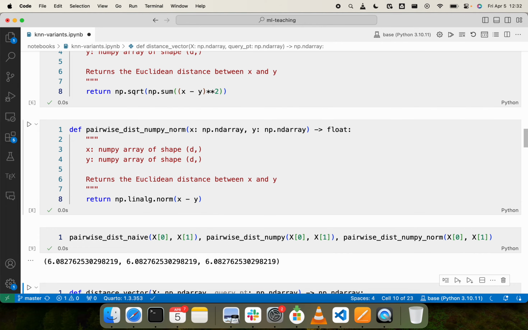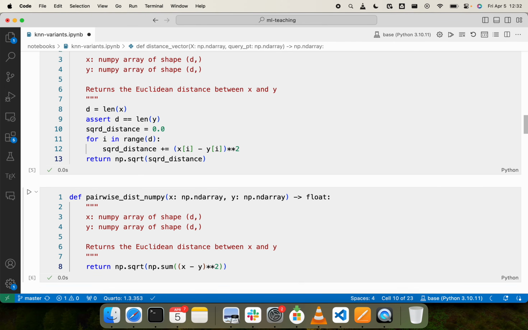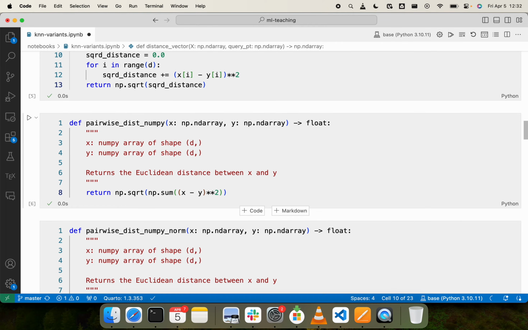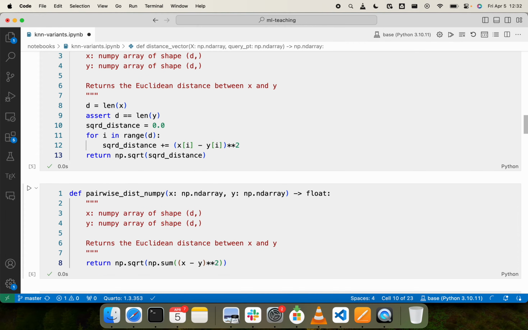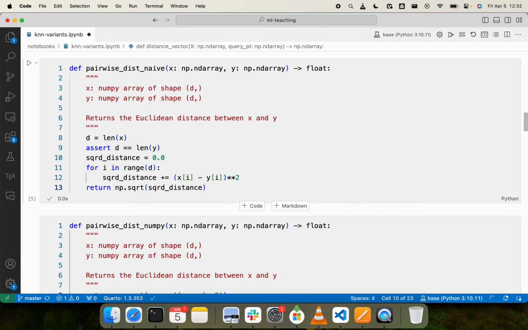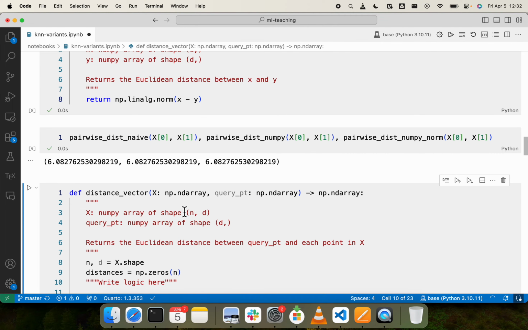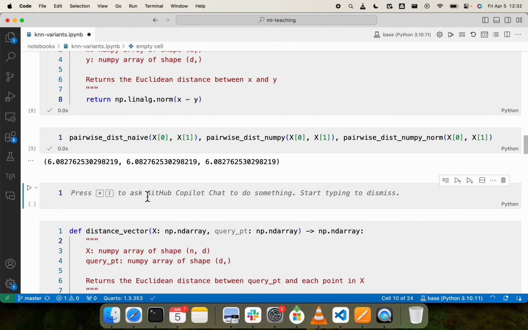Now, if I am to do some timing analysis of these three versions, which one do you expect to be the slowest? The first, second, or the third one? Which one do you expect to be the slowest? First one. Okay. Let's do the timing analysis.